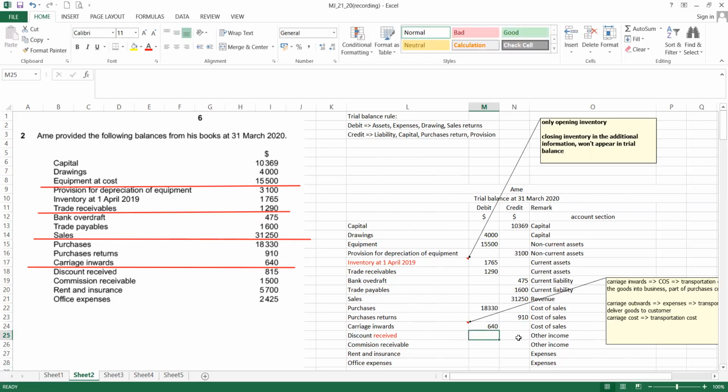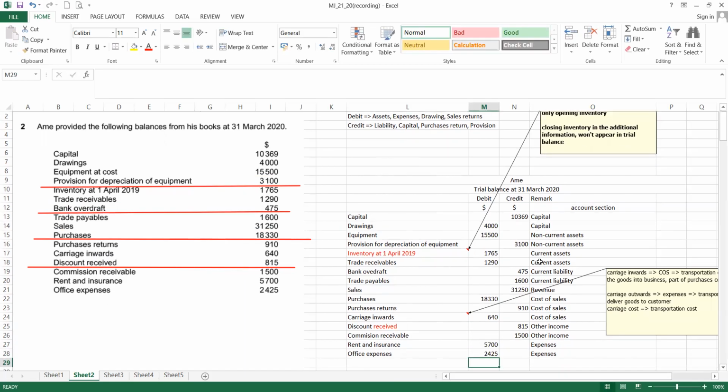Discount received is an income. So credit. Commission receivable is also an income account. Credit. Rent received. Rent and insurance office is expenses. Debit.